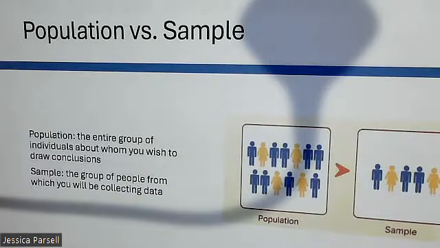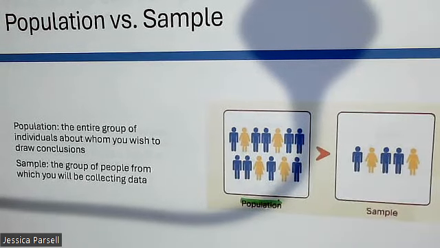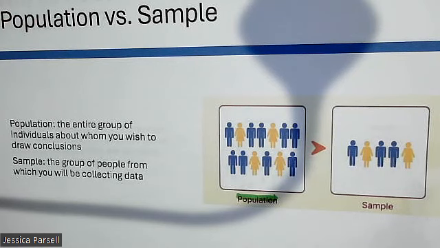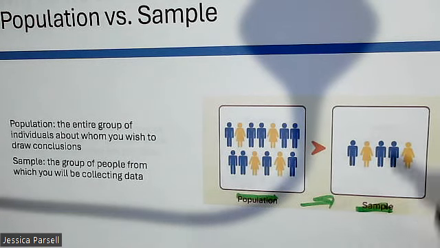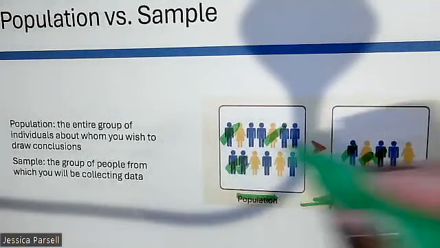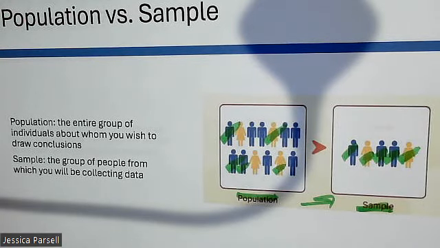All right, so we're going to start off with what is the difference between a population versus a sample? So a population is the entire group of individuals that you wish to draw a conclusion about, or an inference, sometimes they'll say. And a sample is the group of people from which you will be collecting data. So you're going to pull your sample. Your sample is going to come from your population. So they're going to pick different people randomly, hopefully. Just grab them right on out and bring them over for the sample. So they're not gonna talk to everybody in the population. They're just gonna pull a little sample out.